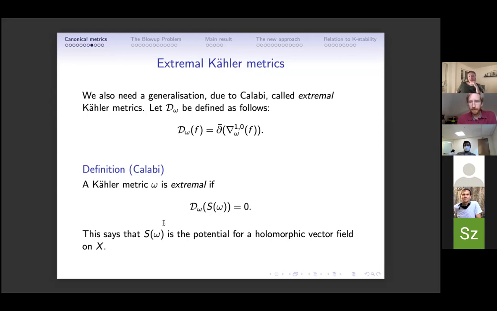I'll also mention another reason for studying these, coming kind of from the linearization of the scalar curvature operator. Later, even if you start with constant scalar curvature metrics, it's kind of natural to allow extremal metrics in general, but I'll come to that in a second.